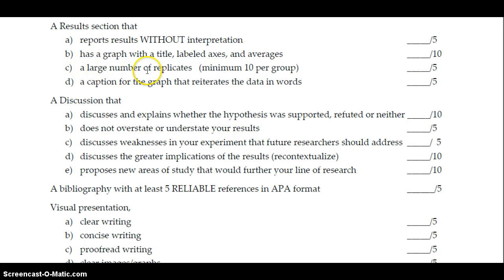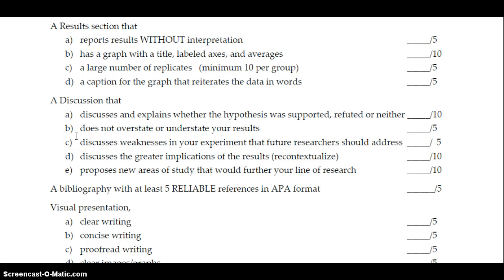Of course, the more times you repeated your experiment, the stronger your data is, and so you'll get points for a large number of replicates right here. And then lastly, you should have a caption for your graph that reiterates exactly what your graph is showing. Again, it's not saying this has more than that or my hypothesis is supported. No, none of that interpretation. Instead, it's just saying the results for my experimental group were blank, whereas for my control group were blank. So you're just reiterating in words exactly what the graph shows.